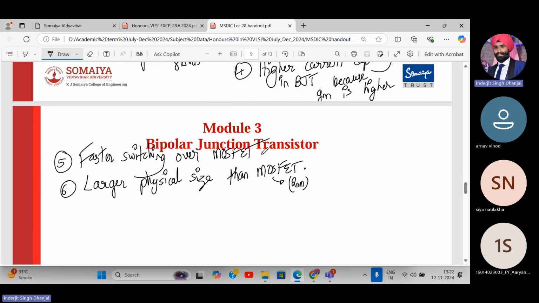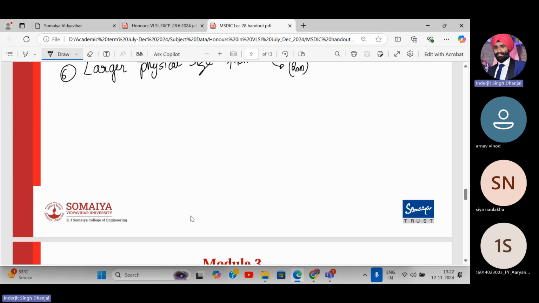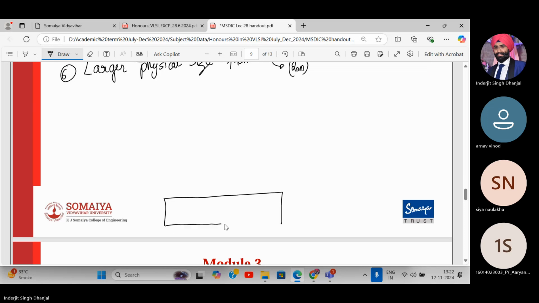Now let me show you the basic structure of a BJT. How do you know the basic structure of a BJT? This way, right? If you think this is the structure, you're wrong. This is just the 1D view of it. Let's say this is N plus, this is P, and this is N. This is my collector, this is my emitter, and this is my base terminal.